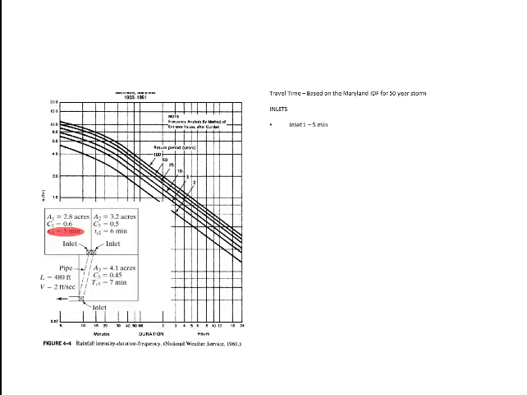If we use the IDF curve, we determine at 5 minutes we have a rainfall intensity of 10 inches per hour. Repeat this for each of the other remaining inlets. At 6 minutes, we have 9.5 inches per hour, and at inlet 3, 7 minutes, we have 9 inches per hour. Next, we're going to go to the pipes.